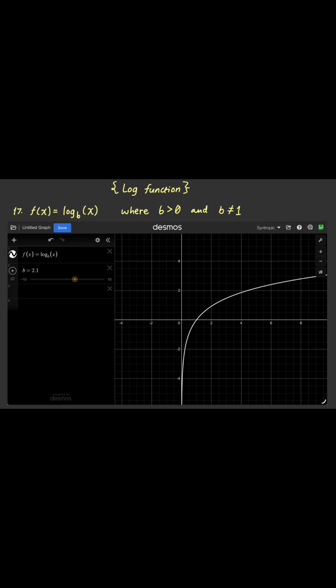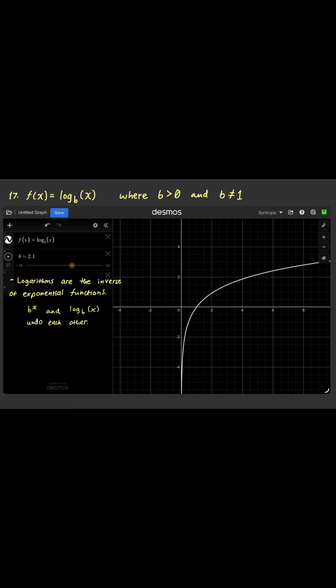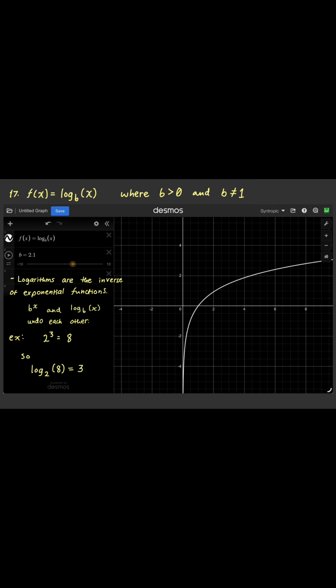b is bigger than 0 and b is not equal to 1. Logarithms are the inverse of exponential functions. b raised to the power of x and log b of x undo each other. And here's an example. 2 cubed equals 8, so the log base 2 of 8 equals 3.